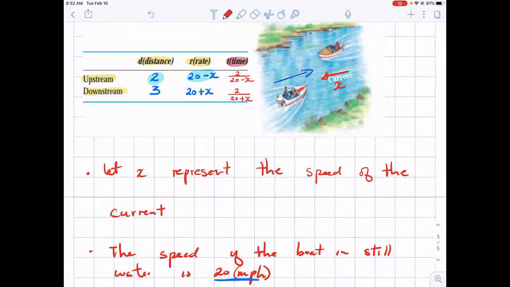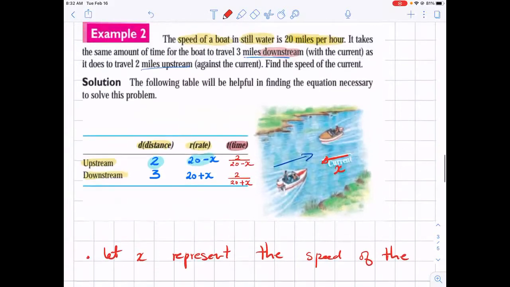So the table is complete. Now we can probably see our equation that we have, because the problem said, okay, find the speed of the current. So we're looking to find the speed of the current, which we call x.